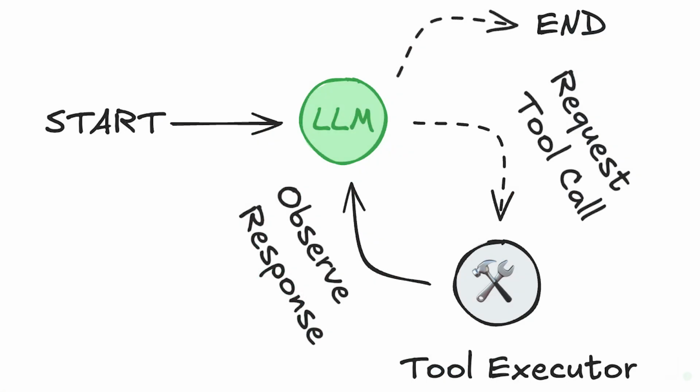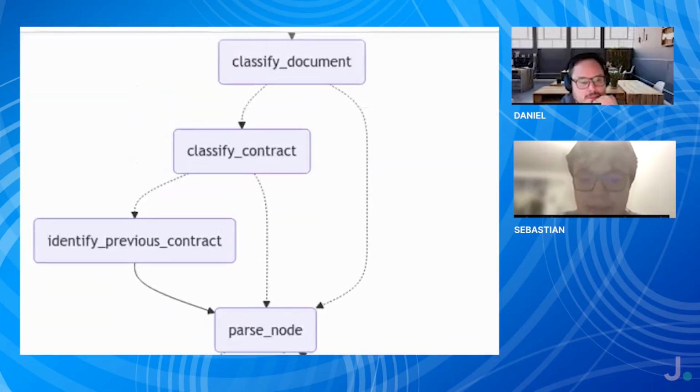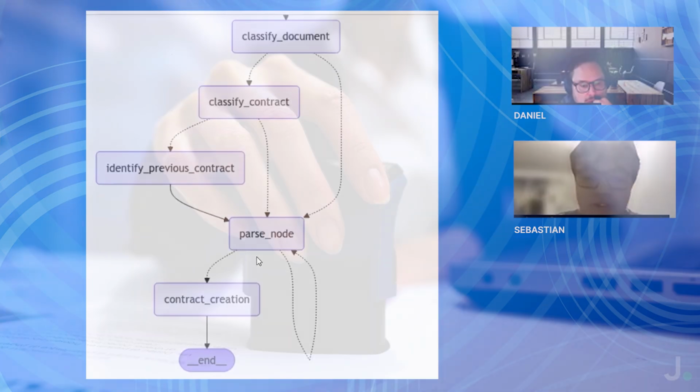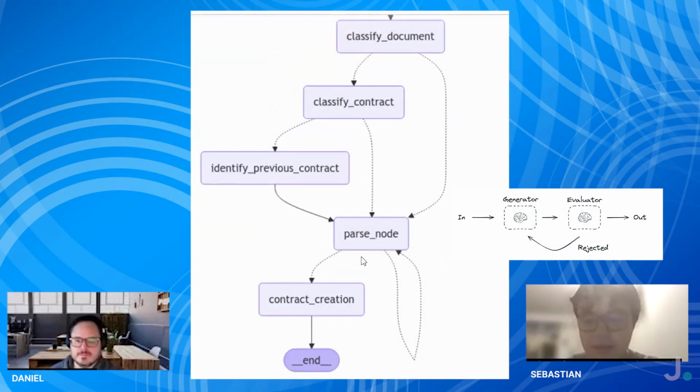Got it. So there are loopbacks. It does go back, so you have a different flow. Yeah, exactly. What is happening right now is that after this parse node, we go through a node called contract validation. In that node, we make an LLM call to say, okay, we have this contract text and we have this extracted information, so compare it and tell us if it is right or wrong.